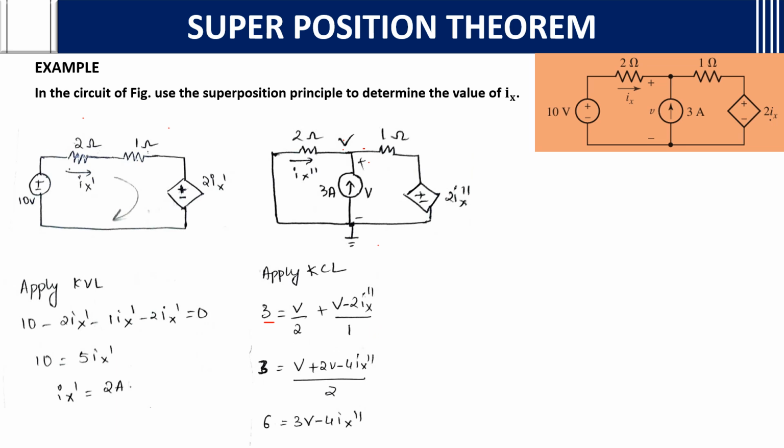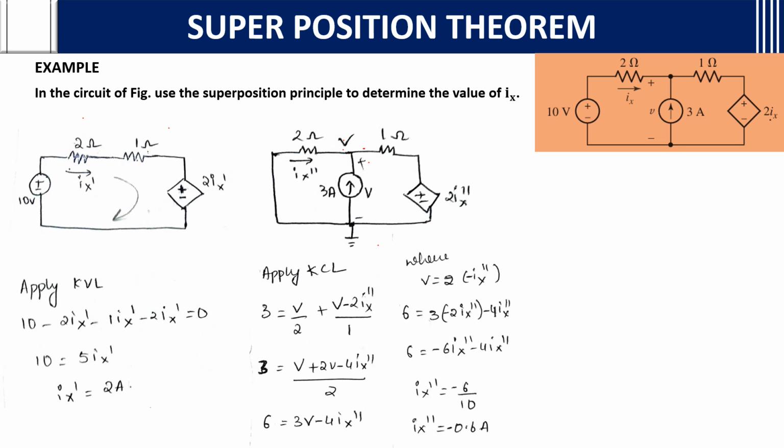So what will you get? 3 equals V by 2 plus V minus 2 Ix double dash. If you take the LCM, 2V minus 4 Ix double dash by 2, you will get 6 equals 3V minus 4 Ix double dash. Now you know what V equals? V is nothing but 2 into minus Ix double dash.